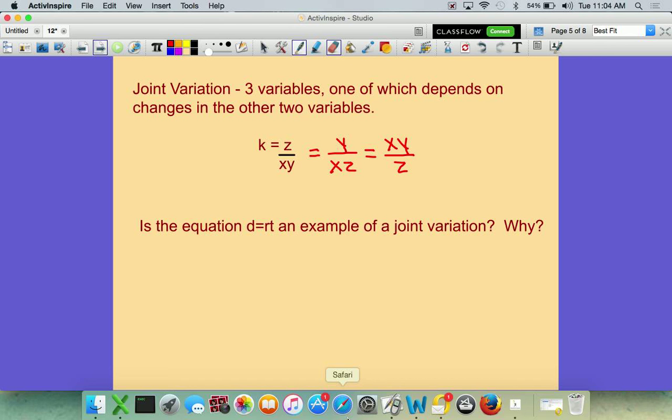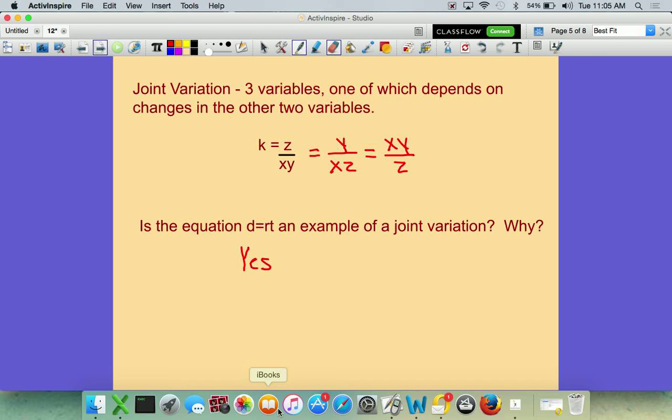Is the equation d equals rt an example of joint variation? How many variables do you have there? We have 3 variables here. So yes, this would be joint variation. Why? Well, first of all, because we have 3 variables, and one of them depends on the other 2 changing.